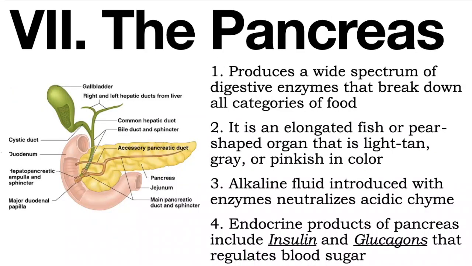Now we have the pancreas, and this gland is going to produce insulin and glucagon, which helps regulate blood sugar. So this is going to produce enzymes into the small intestine as well. Now the pancreas is more of a grayish or pinkish color, even though in a lot of pictures it's yellow. It's going to be even a light tan color. And it's more of a fish-shaped or an elongated pear shape.